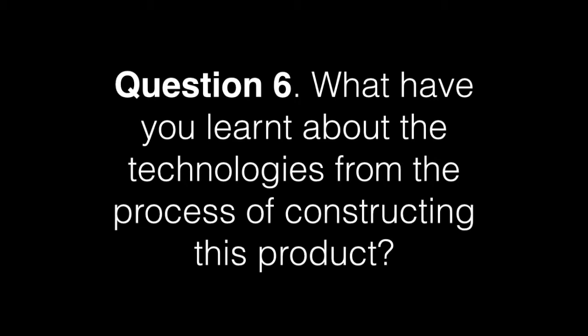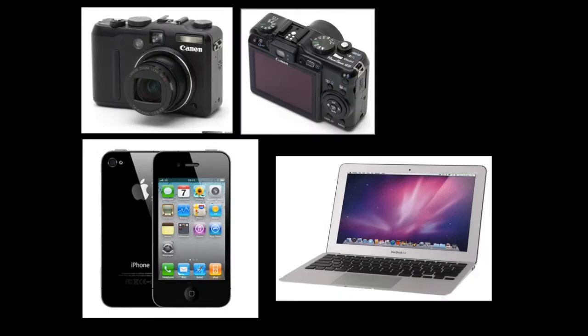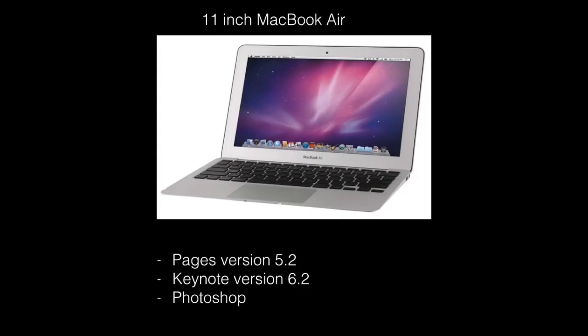Question 6. What have you learnt about technologies from the process of constructing this product? Overall, I use 3 hardware products. I use the Canon PowerShot G9 camera to shoot my photos for my music magazine. I use my iPhone 4 to take the photos for my preliminary task school magazine. And I use my 11-inch MacBook Air.